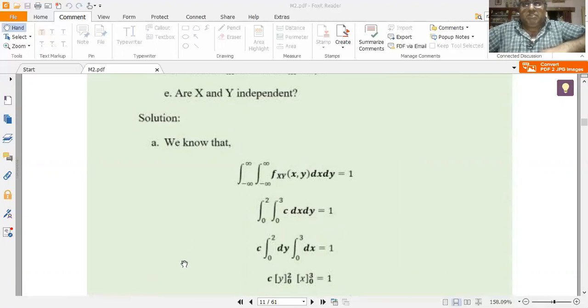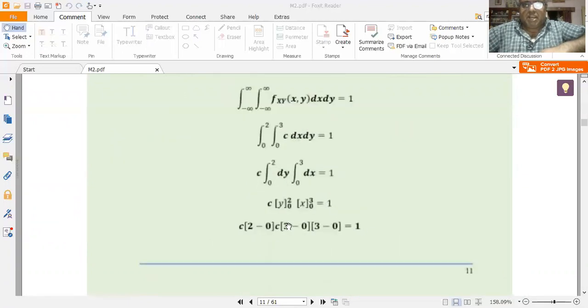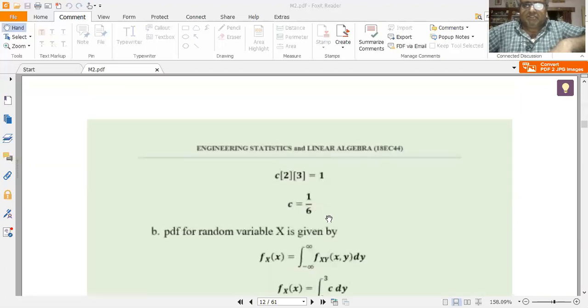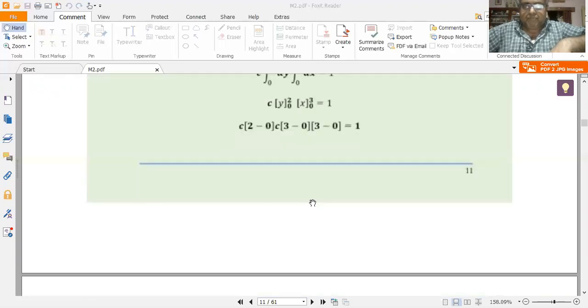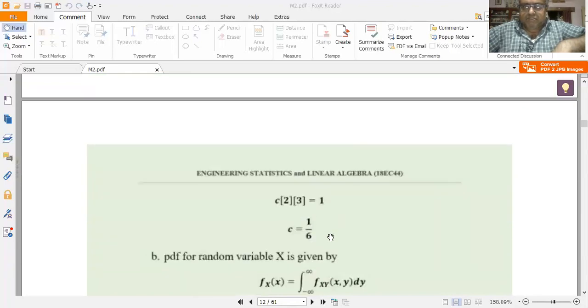c is a constant, so pull it outside. So I get c integral 0 to 2 dy integral 0 to 3 dx is equal to 1. Or I get c into y limit 0 to 2 into x limit 0 to 3 is equal to 1, because integral dy is equal to y, integral dx is equal to x, as is well known. Substitute the lower and the upper limits. Here it is c into (2 minus 0) into (3 minus 0), which is equal to 1, or c is equal to 1 by 6.